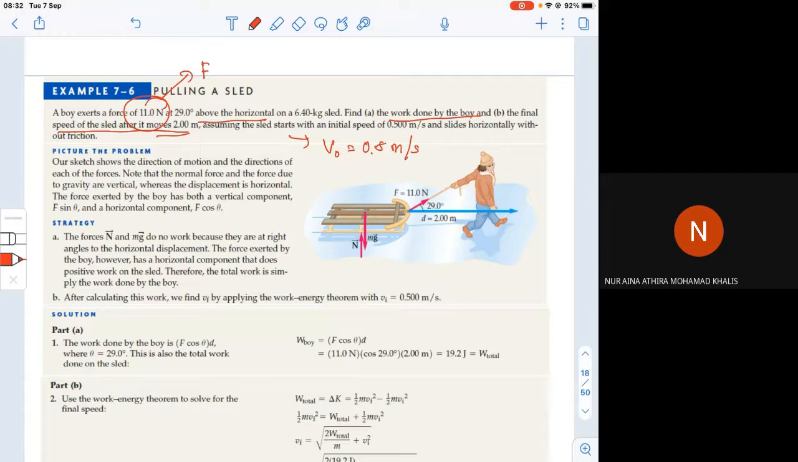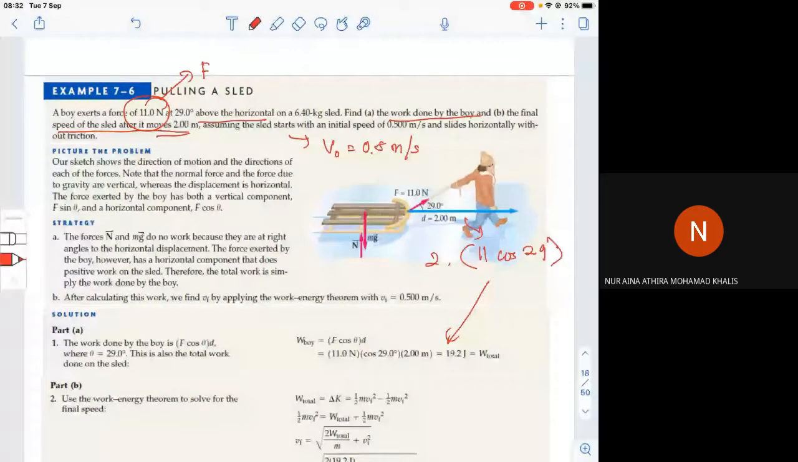Right now we have 11 Newton at 29 degrees. So here we should calculate 11 cos 29, which gives the component of F, times the displacement, times 2. Now you will get 19.2 joule, which is the total work done. But remember, the second part is the final speed of the sled after it moved 2 meters.